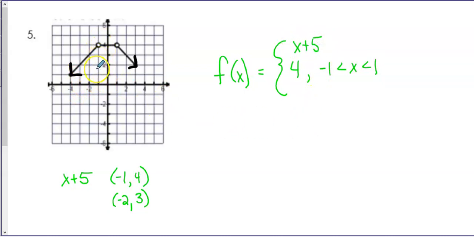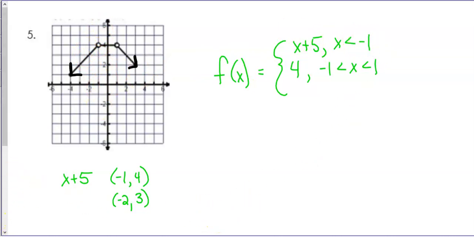And again, I can see that would be at 5. So my y-intercept would be at 5 also. Okay, so it's x plus 5, and then my domain restriction is that x is less than negative 1.